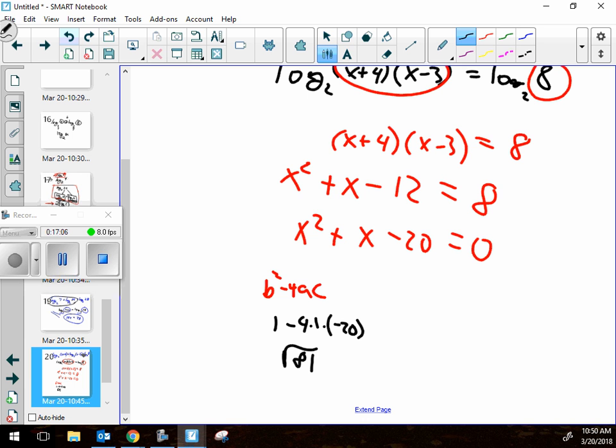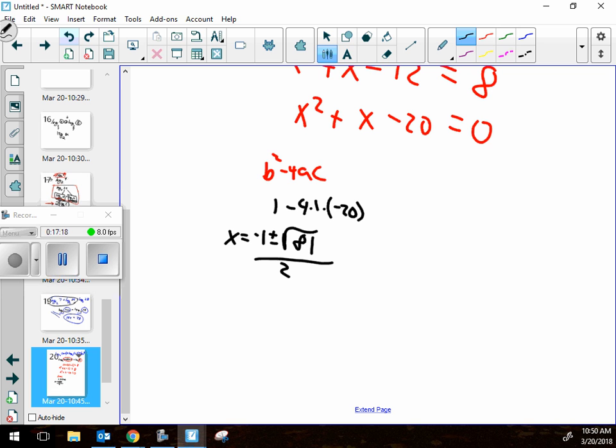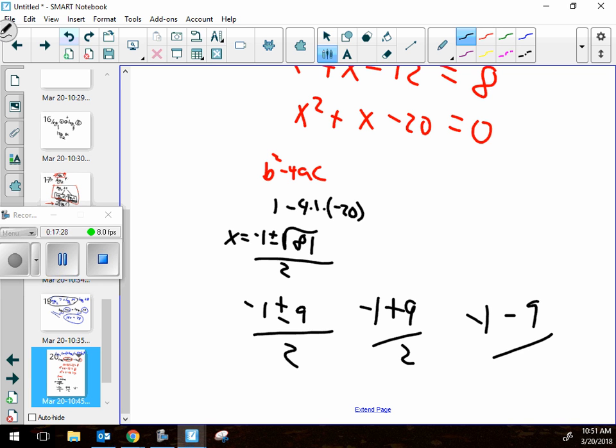But to find those factors, you still have to finish the whole x equals negative b, which is negative 1, plus and minus the square root, all over 2a. Kind of fast forwarded through the song there. And then that's negative 1 plus and minus 9 all over 2. And then negative 1 plus 9 over 2, negative 1 minus 9 all over 2. And those are the two answers.